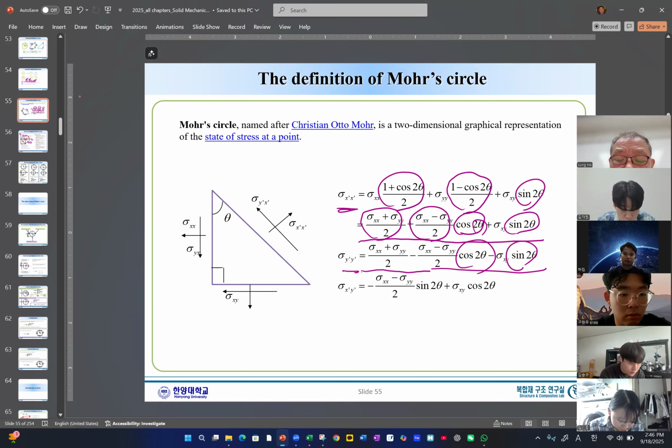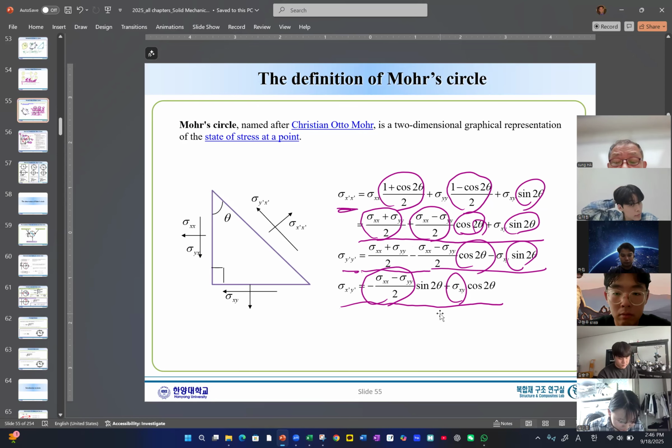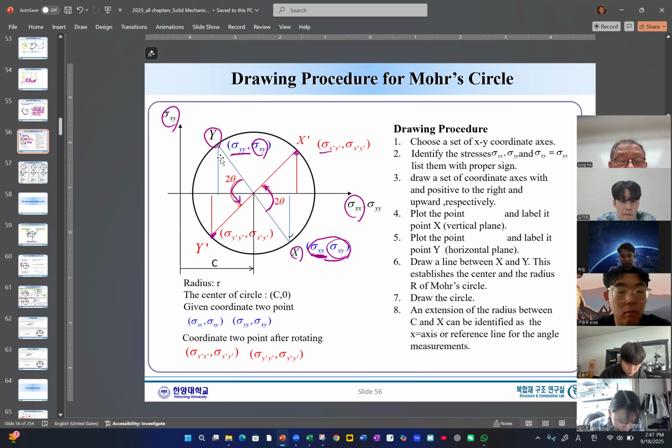And importantly, we have sigma x prime as this and that. There's some minus. Again, we got this equation using the sine cosine identity equations. So this is the one. Now, this term can be plotted or represented by a circle like this.